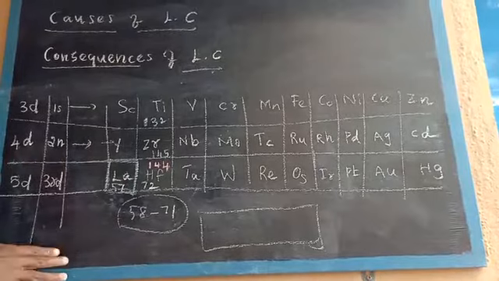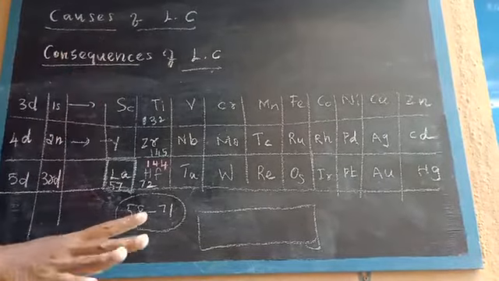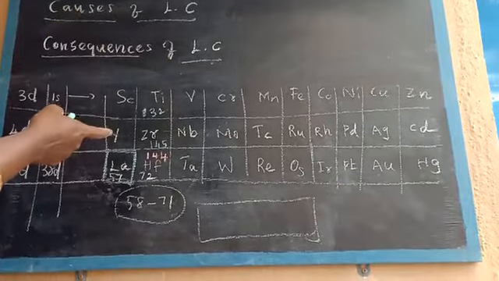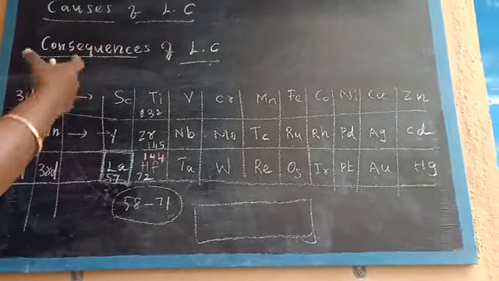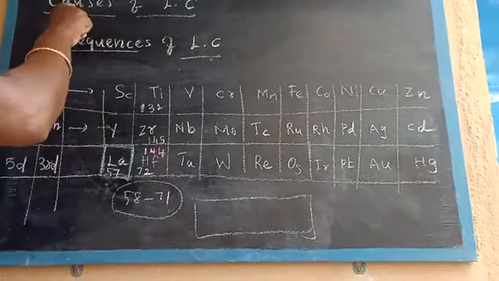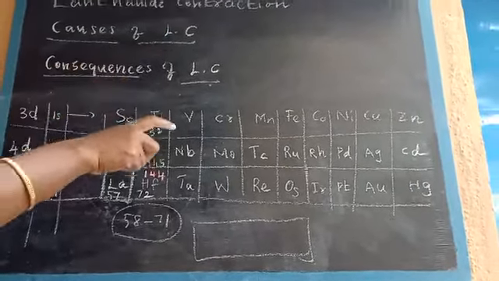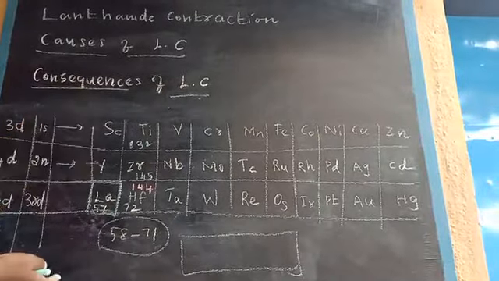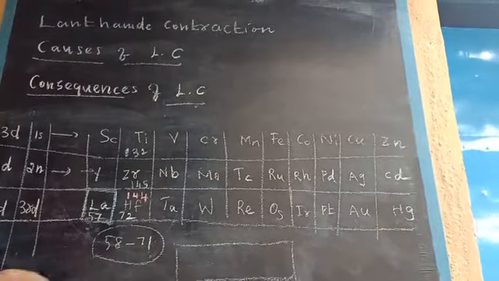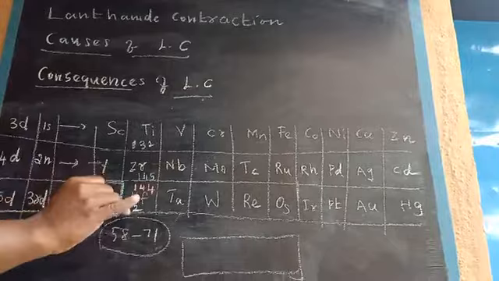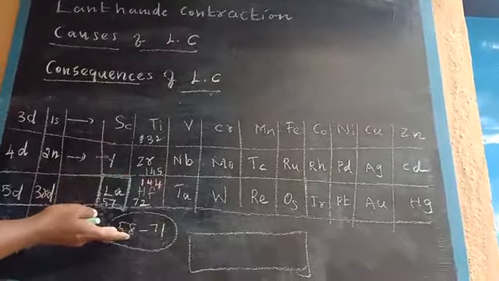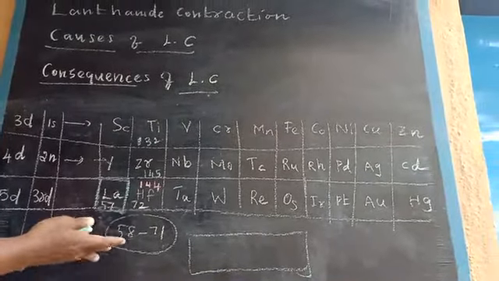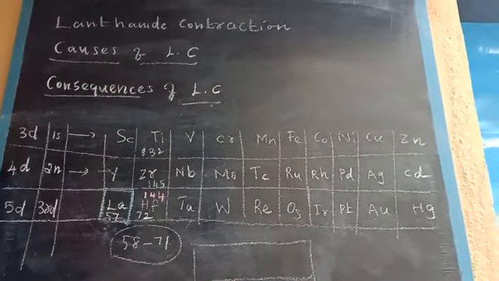Children, in this session we saw what lanthanide contraction is. Next, causes: we know very well it is due to imperfect shielding of 4f electrons. Third, consequences: I discussed 4 or 5 points. One is basicity. Next, similarities. Next, atomic size, ionic radii and atomic radii. And next, reducing agent.